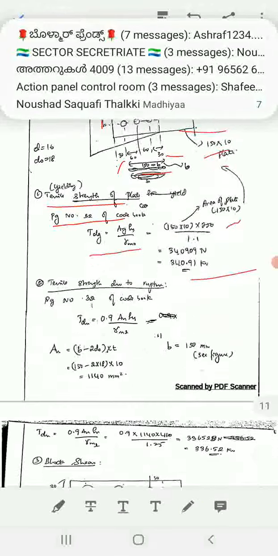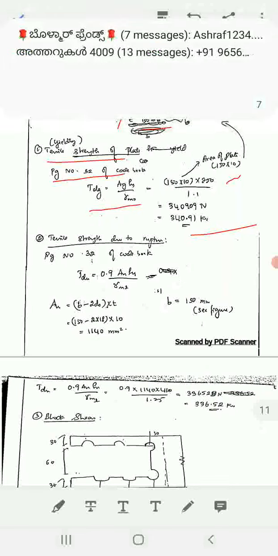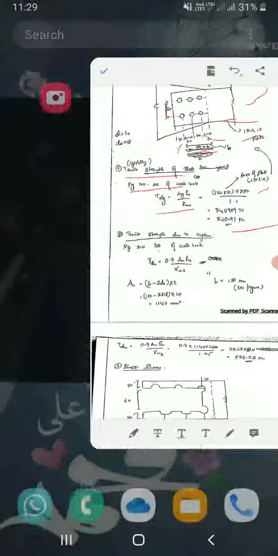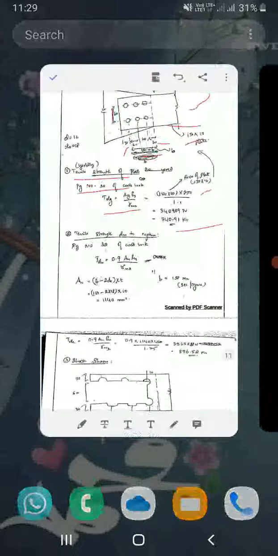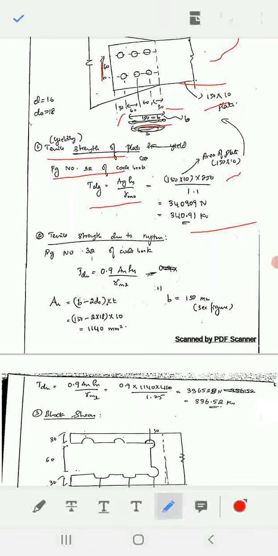Same way, whenever we go with the strength due to rupture, the formula is different, right? I'll show page number 33 of the code book. Whatever the formula we got for the angle, for the plates we have to go with this formula, 0.9 Fu by gamma m0. Simple formulas, right? Page number 32, 33. And to find out An value, the formula is B minus 2D naught into T. This is the formula, remember.